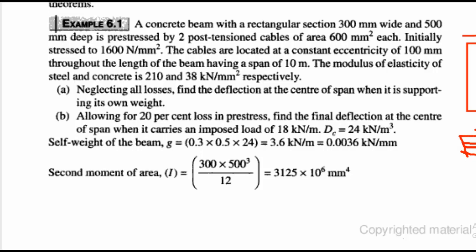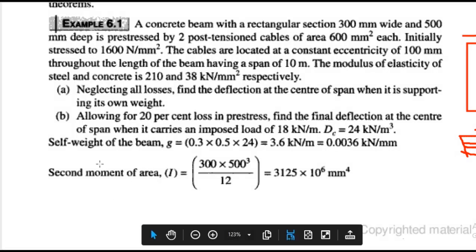For this particular type of beam, they are asking us to calculate the control of deflection without considering loss, and by considering the losses. Before going to the discussion, first we should write all the given parameters. That means width of the section, depth of the section, as well as initial stress applied on the steel, modulus of elasticity of the concrete, as well as modulus of elasticity of the steel.